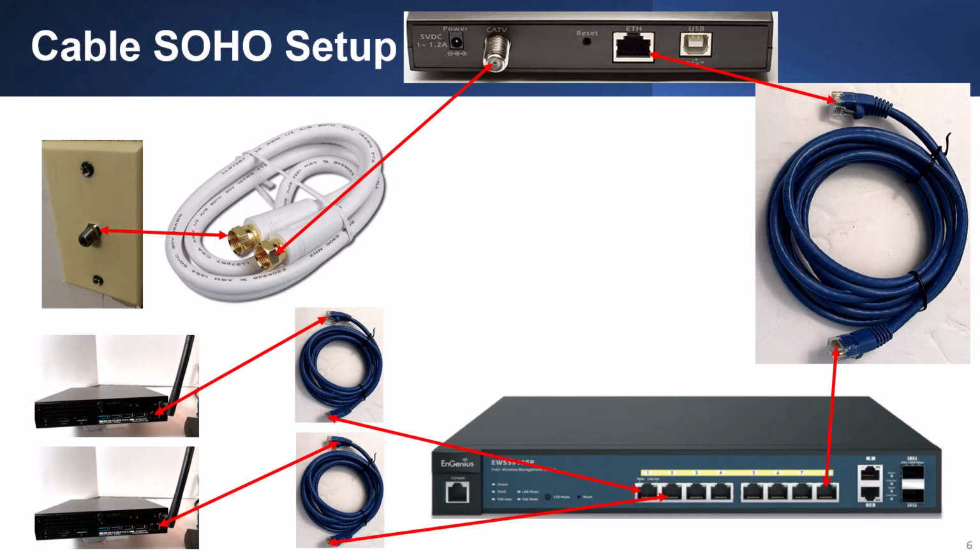Here is a typical setup for a SOHO office using a cable modem that connects to a network switch. The ISP will provide connection to the internal coaxial jack. You'll then connect a coaxial cable from the jack to the modem, and then connect an Ethernet cable with an RJ45 connector between the cable modem and the switch. You would then use other Ethernet patch cables to connect your workstations to the network.